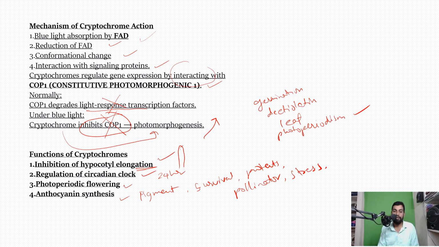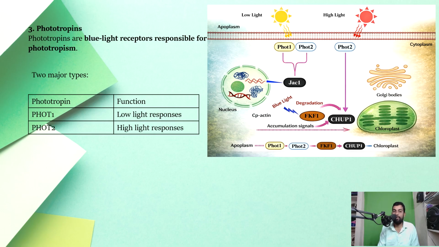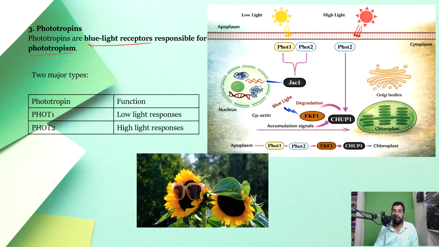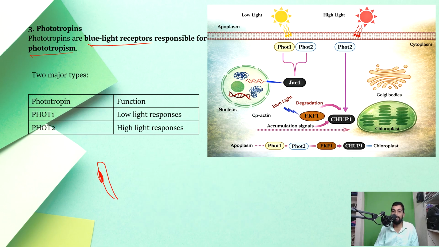Anthocyanin synthesis is happening here. The third receptors are phototropins. Phototropins are blue light receptors responsible for phototropism. What is phototropism? Remember sunflower tree. What does it do? It bends towards the sunlight. So it senses sunlight. After it senses sunlight, auxins move toward the shaded area.